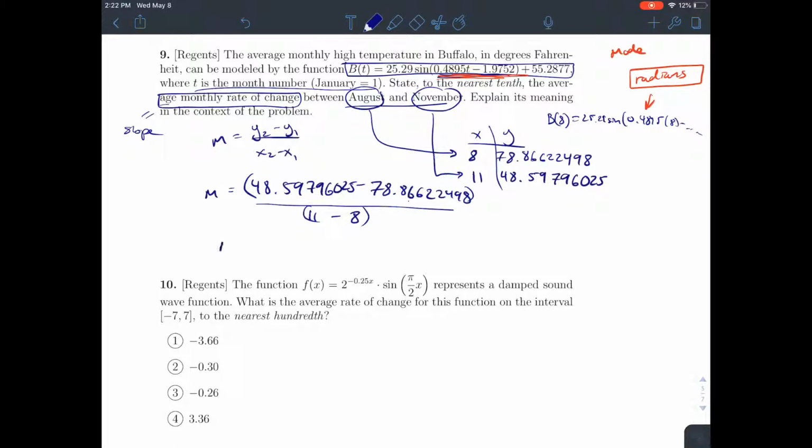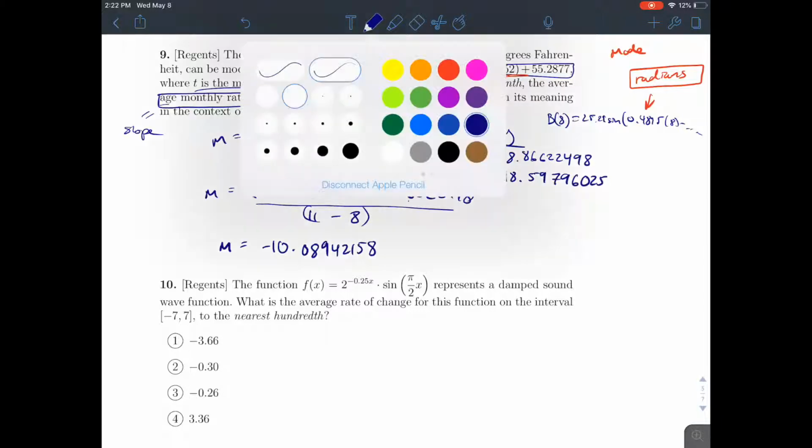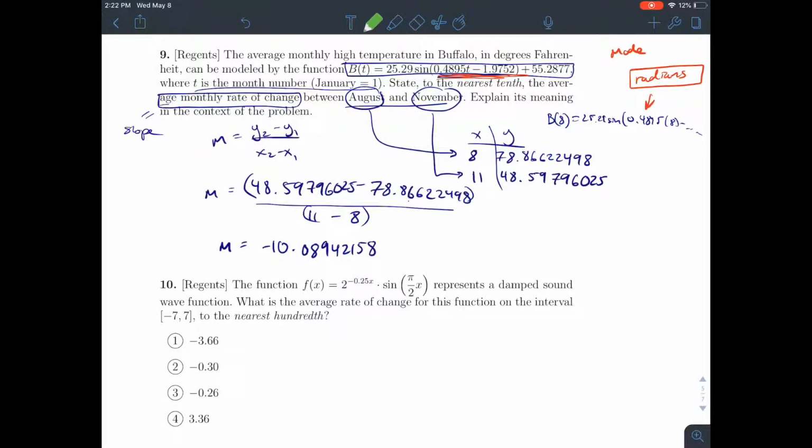And you should be getting m equals negative 11.0. Whoa, that's not the right answer. I read it wrong. Negative 10.08942158. And they want it rounded to the nearest tenth. So m is equal to negative 10.1.